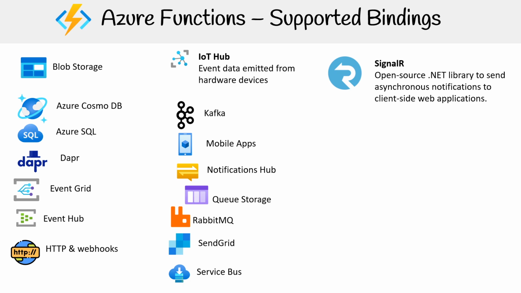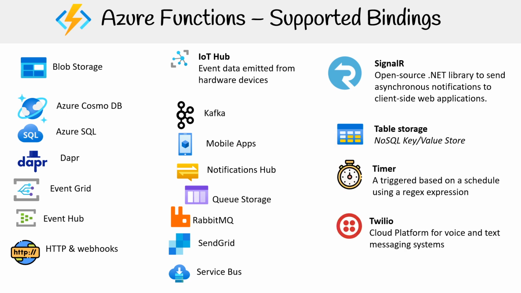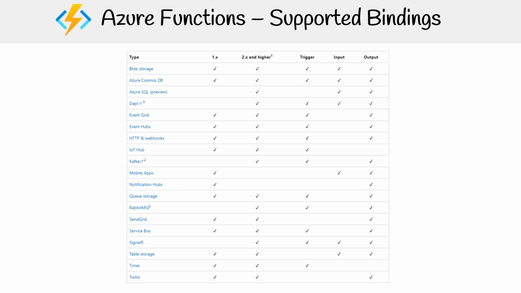SignalR, which we don't really talk about much in this course, but it's an open source .NET library to send asynchronous notifications to client-side web applications, table storage, Timer, Twilio, all right? And so what's also important to note, and sorry I could not make this graphic better, I really did try to present this better, but there's so many here.